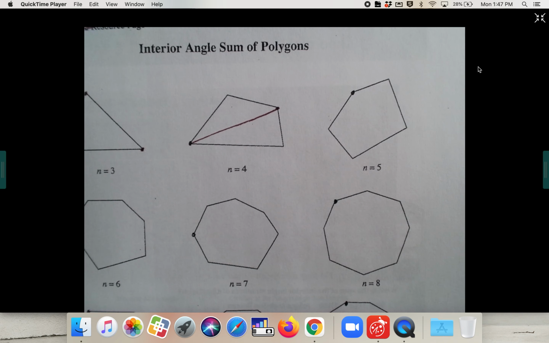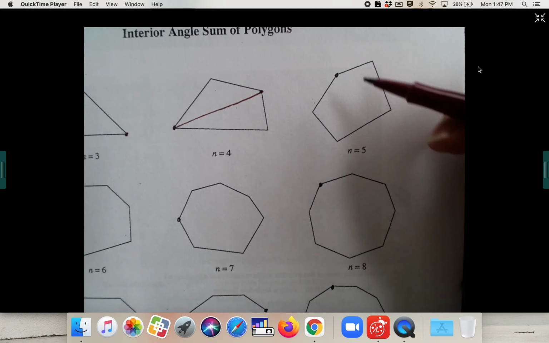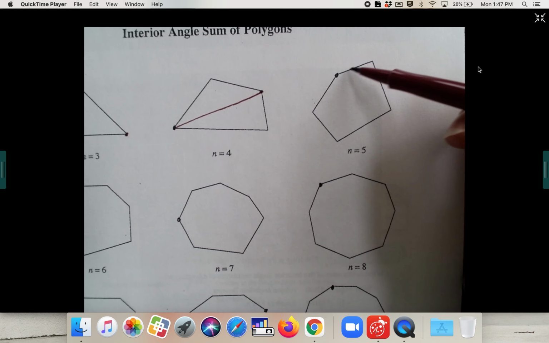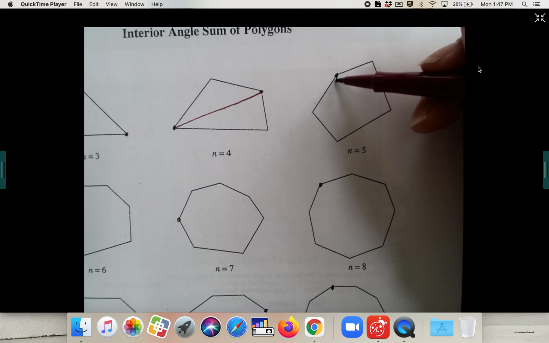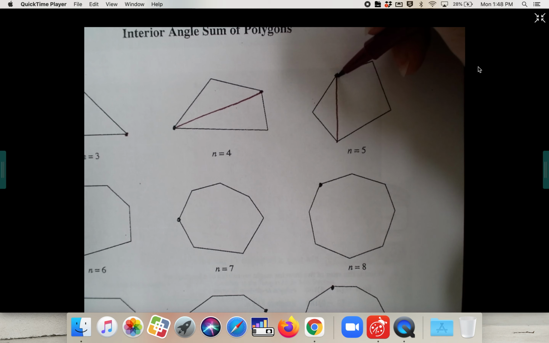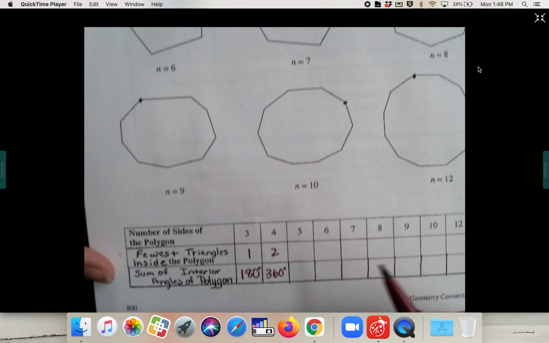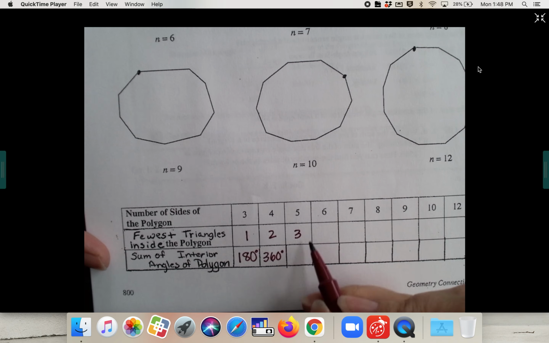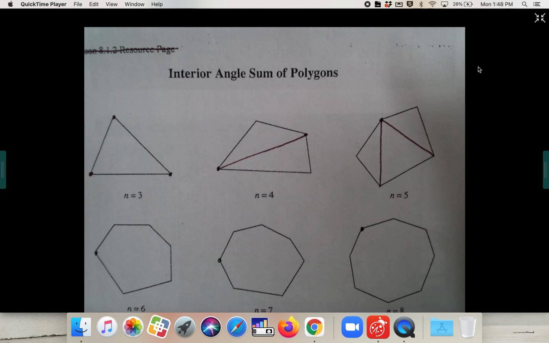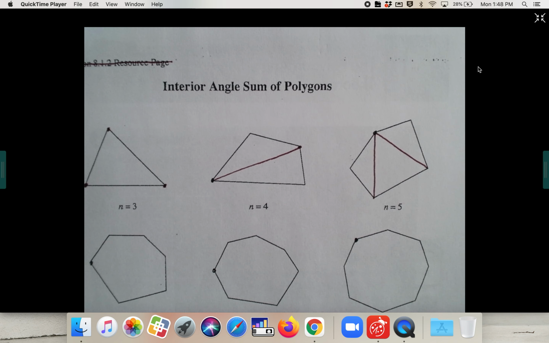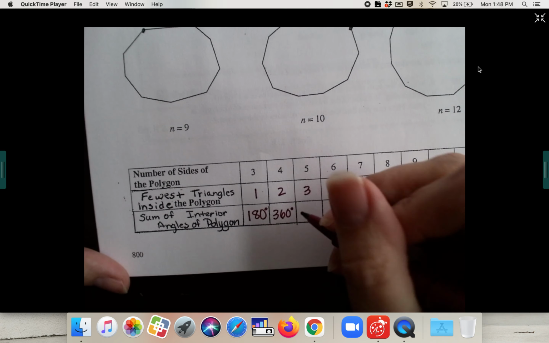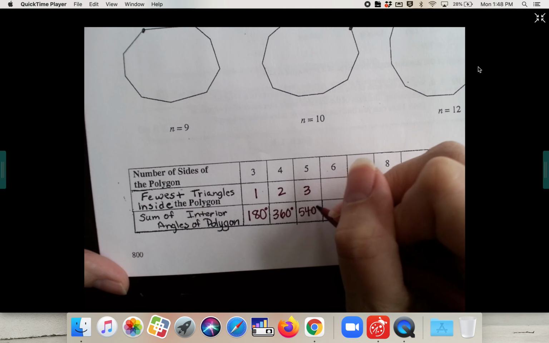All right, so let's try the 5-sided shape. Going from the dot that I darkened in, draw a line to each vertex besides the 2 that it's already connected to. So you can draw a line down to here and over here, and that makes 3 triangles inside. And the total amount of degrees in a 5-sided shape is, I'm not sure if you guys know this or not, but it is 540.